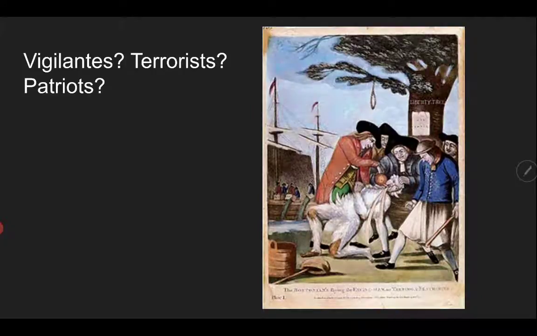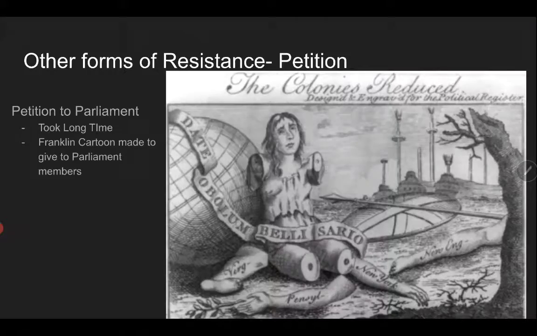So I think these guys are seen as vigilantes, as terrorists, as patriots. What would you call them, as they are destroying property, tarring and feathering people, hanging people in effigy, and generally being rowdy? All right.